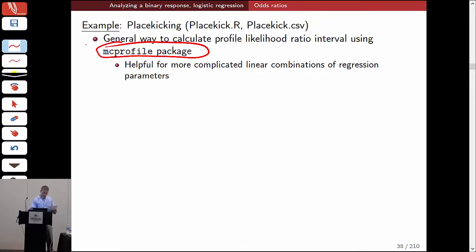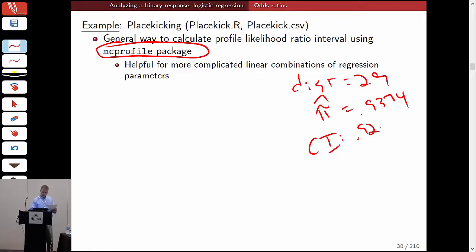So that one particular place kick had a distance of 29, it's either 29 or 27 yards. Pi hat was 0.9374 with a confidence interval of 0.92 to 0.95. Now, as I write this out, I realize I'm getting ahead of myself because we haven't talked about confidence intervals for pi. We're doing confidence intervals for OR. So this is something to look forward to later. But in this particular case, it was a high probability of success.